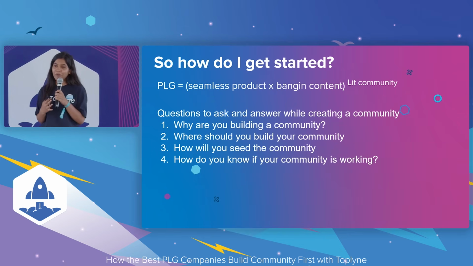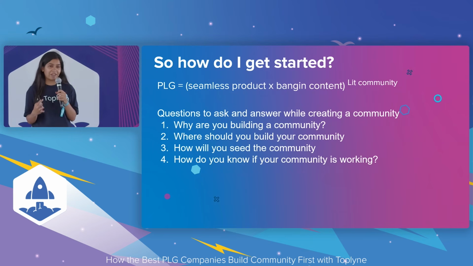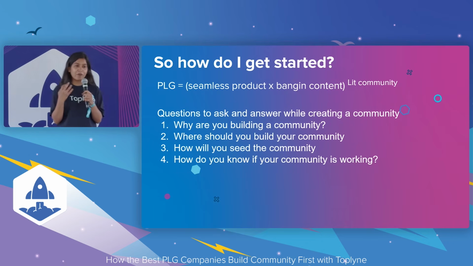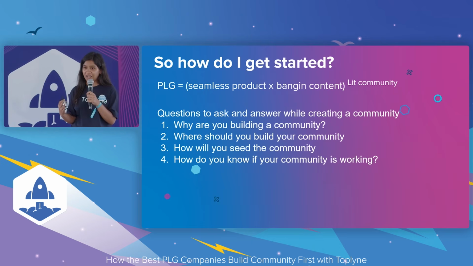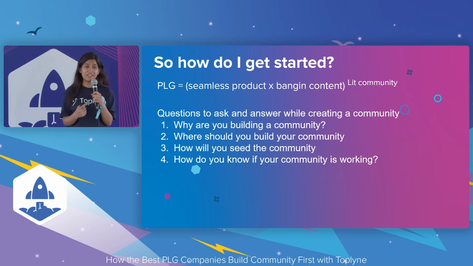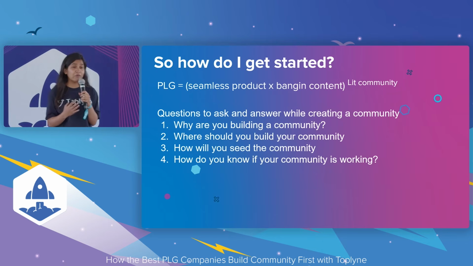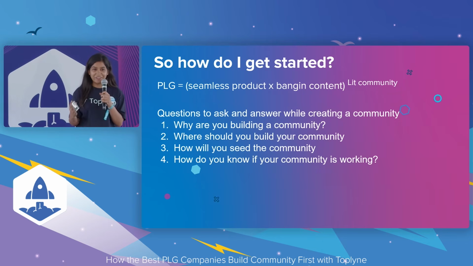So in summary, what we've learned is that true product-led growth is basically a seamless product combined with great content, and community is the exponential factor. And what we've also discussed is the questions that you need to ask yourself before you start your community building journey. You need to ask yourself, why are you building the community in the first place? Where are you going to build this community? How are you going to build the community? And how will you track whether you're doing good or not?